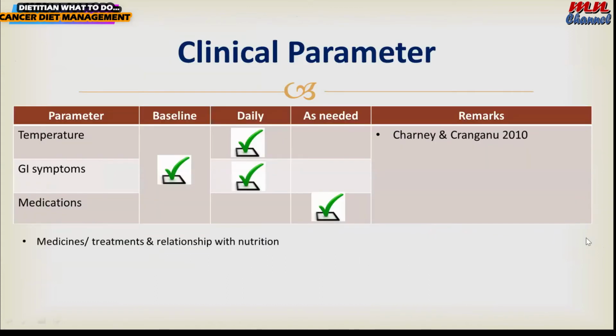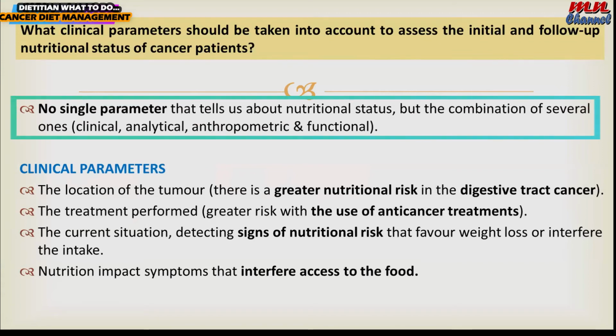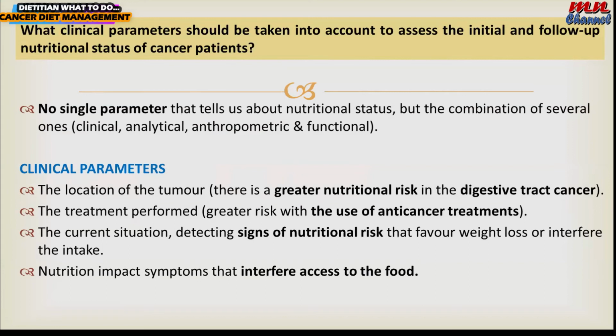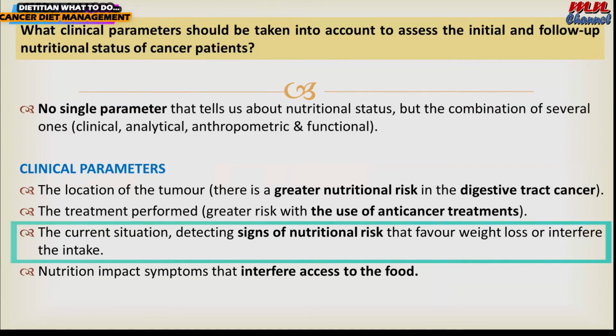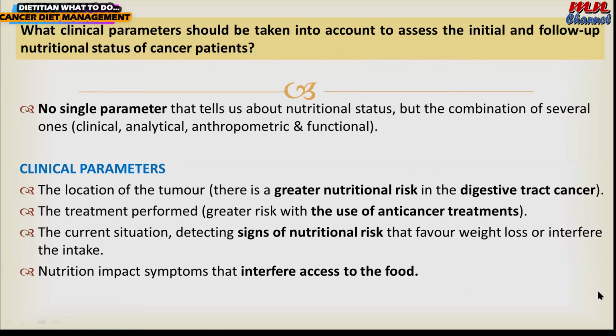Clinical parameters: temperature, GI symptoms, nausea, vomiting, diarrhea, and any medication or treatment that has a relationship with nutrition. So is there any single parameter? Actually, there is no single parameter for the clinical parameter. You need to see the location of the treatment. Is there a greater nutritional risk, as in the digestive tract system? What treatment is the patient currently receiving, and are there any signs of nutritional risk, weight loss, and nutrition impact symptoms that interfere with access to food intake?